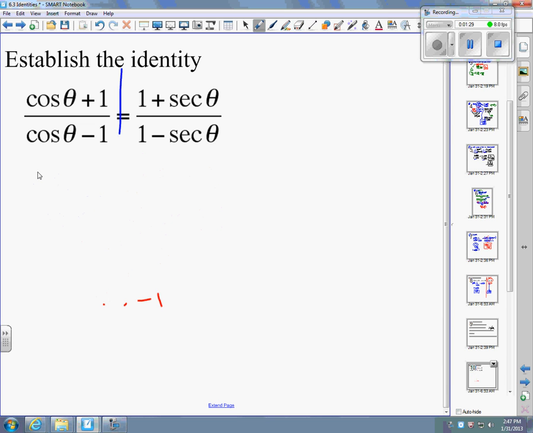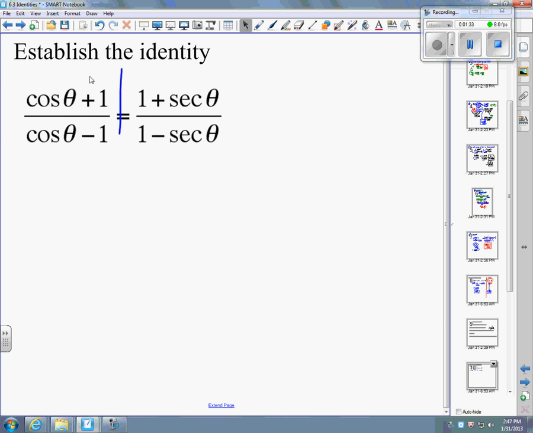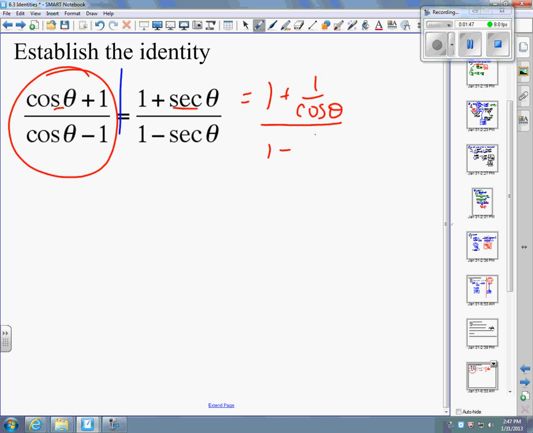Here's the one step. Don't even touch this left side. There's really nothing you could do. Come over here. You get secants, you got cosines on the other side. Write it that way. 1 over a cosine, 1 minus 1 over a cosine.